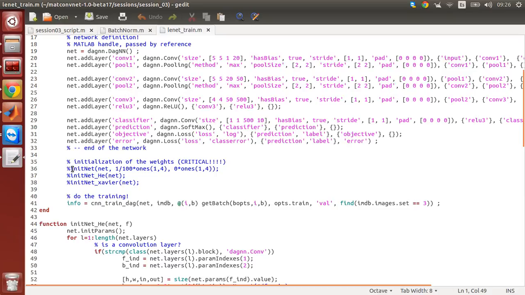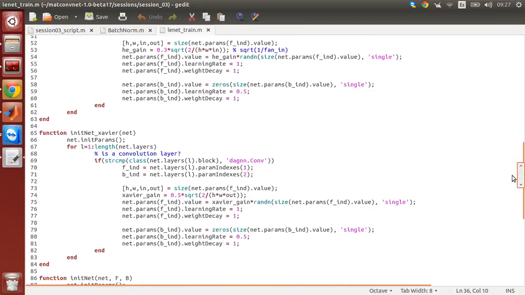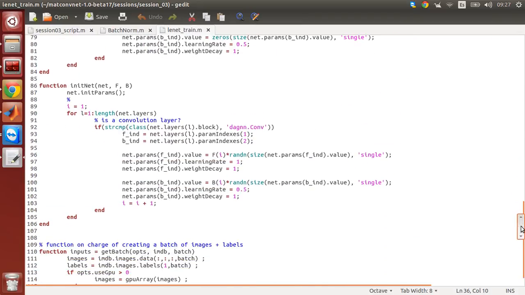But before that, I would like to comment about some basic initialization aspects. So let's have a look at initnet. Initnet is this function here. Okay, it's pretty basic. What this is doing is just going through all the layers of the network, checking if it's a convolution layer. Okay, and then we retrieve the indices for the filters and the biases of that layer. So just to see where all the values are actually stored.